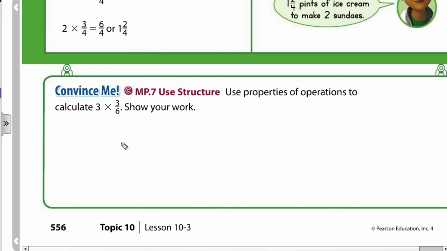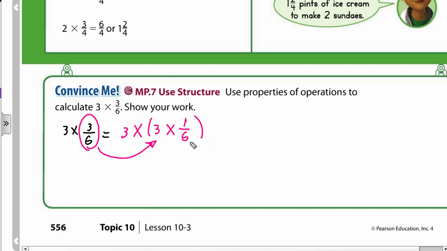Okay, go ahead. So I will write it first. 3 multiply 3 sixths equals 9 sixths. Oh, I want the properties. So make the 3 sixths to be 3 times 1/6. Yes. I told you we are using the first way, not the second.